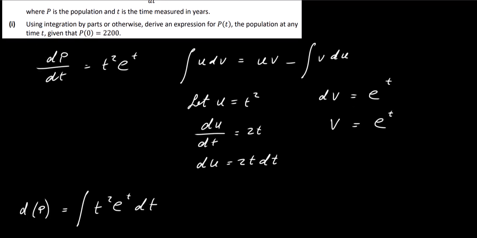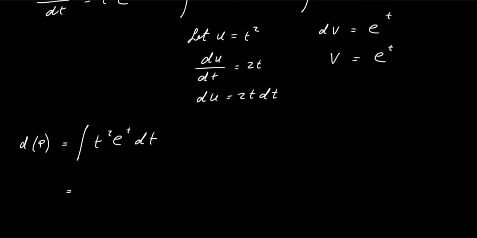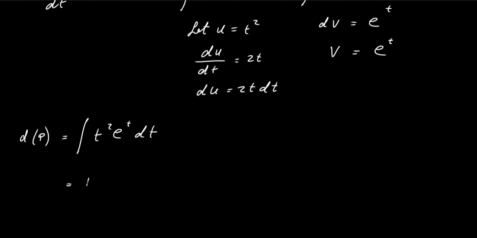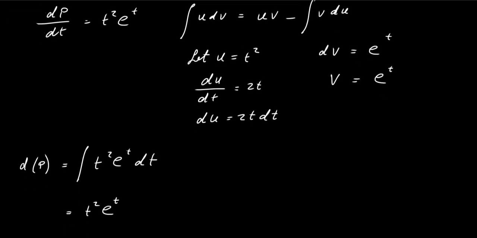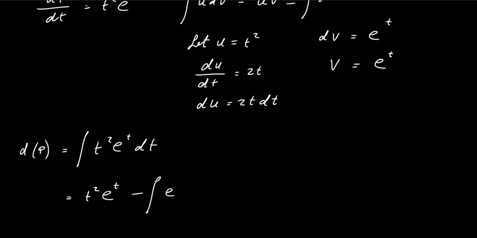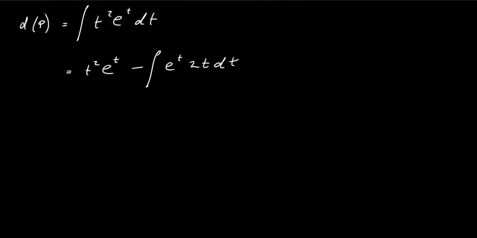The first thing we need to do is multiply u by v. So u is t squared and v is e to the power of t. Then we've got to subtract the integral of v du. Well, v is e to the power of t and du is 2t dt. Okay, so let's simplify this a little bit. We've got t squared e to the power of t minus, I'm just going to take that 2 out here, the integral of e to the power of t times t dt.